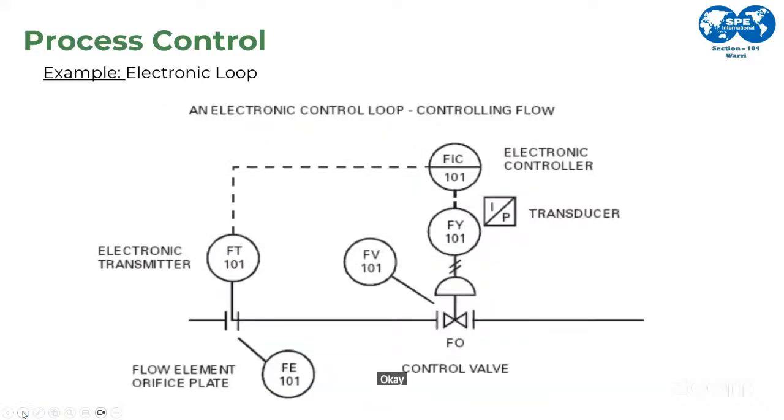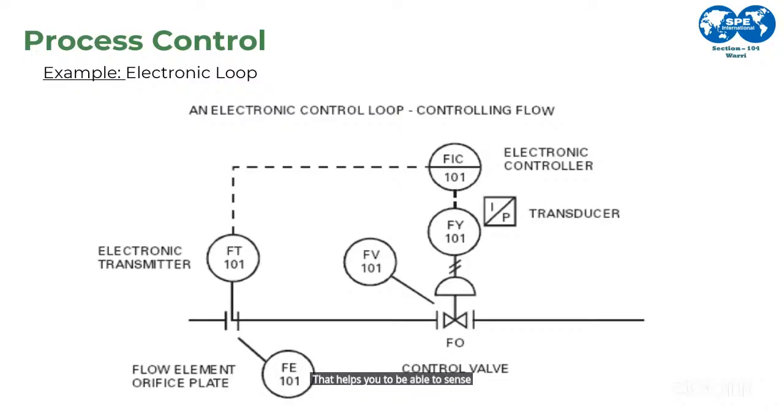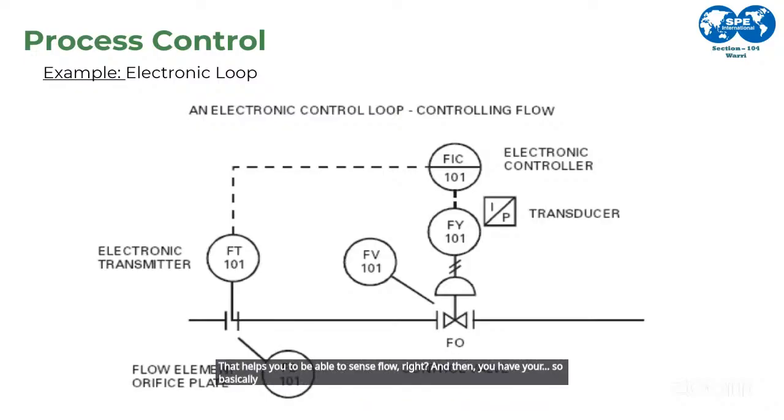Okay, so this is just basically what I've tried to explain. So you have this line that's going from left to right. You have your flow element, right, which is an orifice plate that helps you to sense flow. So basically fluid flows through the pipe, and the orifice plate is what senses that flow.